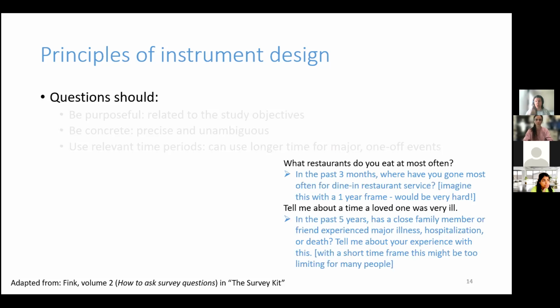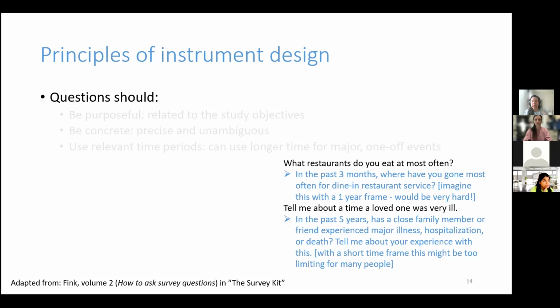So here are some examples. If you were to ask someone, what restaurants do you eat at most often? Maybe now with COVID it's a little different, but imagine your typical non-COVID life, that would be such a hard question. Ever? Recently? What if someone moved? It's just tough. So instead, you could say, in the past 3 months, where have you gone most often? And again, this is an example of being specific about dine-in restaurant service, because where people get takeout from might be very different. So here I'm showing two concepts at once, time period and being concrete. Imagine that were a 1-year time frame, it would just be really hard.